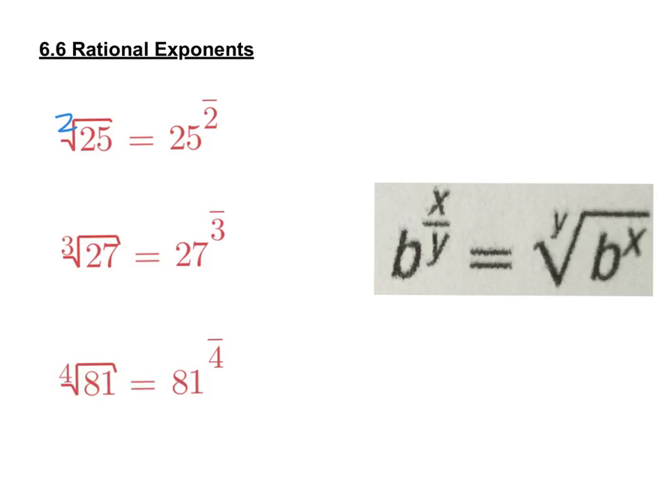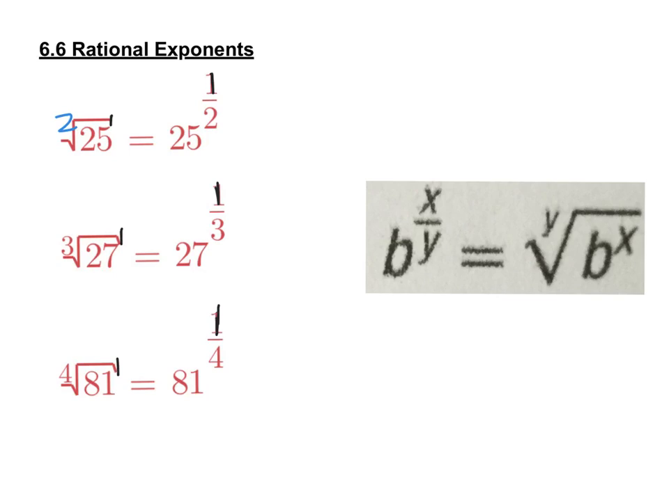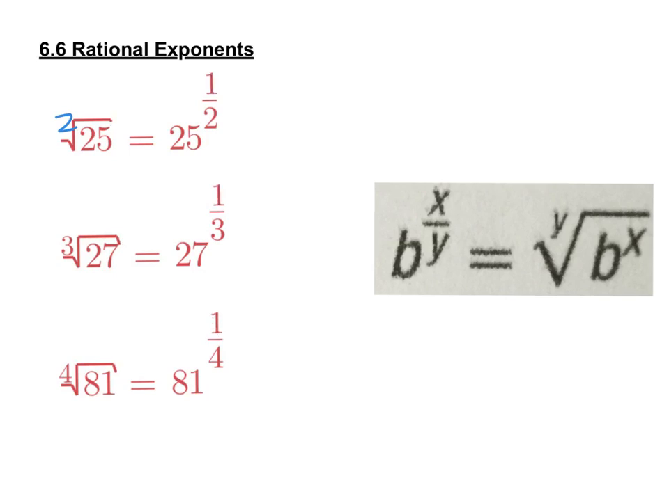Okay? Now the next part is figuring out the numerator of that fraction. And since that's the power on the number on the inside, well, what is the power on 25? 1. What's the power on 27? 1. And the power on 81? 1. So we can think about all of those as being raised to the first power, which makes the numerators of those fractions 1s. So in reality, what I have, 25 to the 1/2 power is equivalent to the square root of 25. 27 to the 1/3 power is equivalent to the cube root of 27, and 81 to the 1/4 power is equivalent to the 4th root of 81.